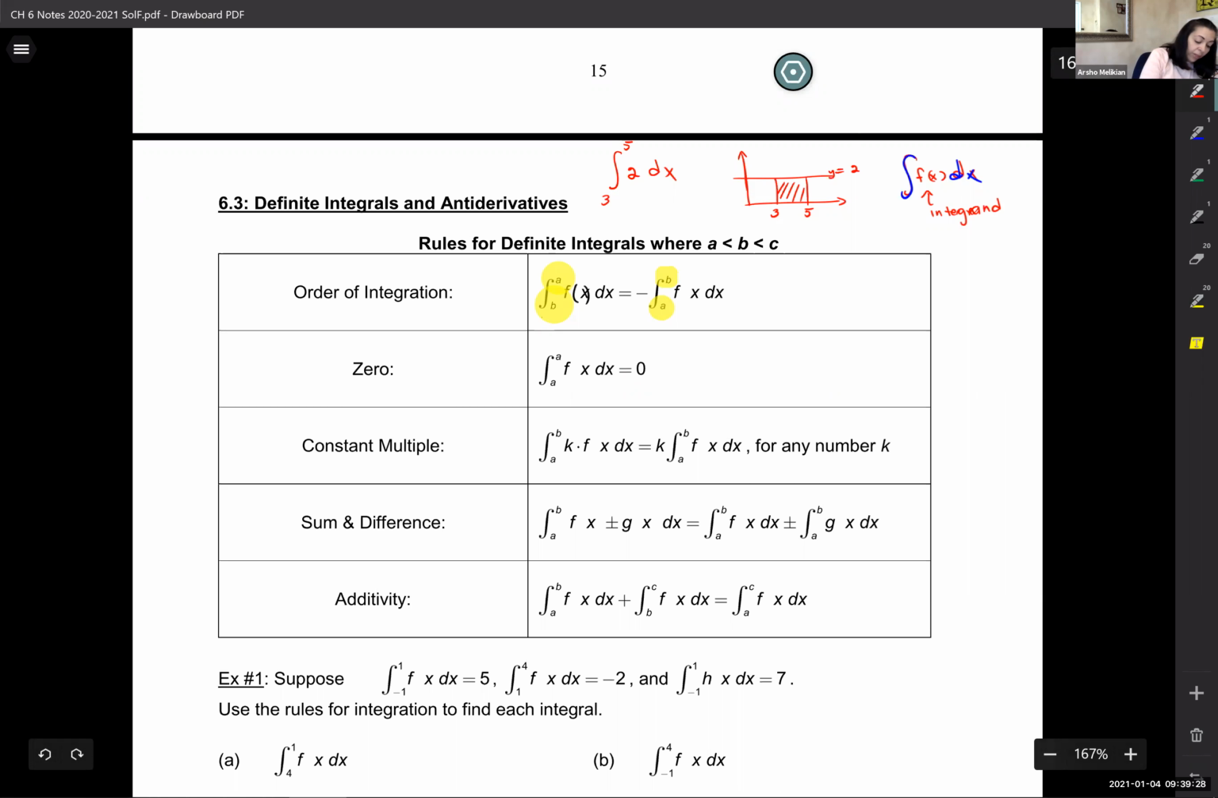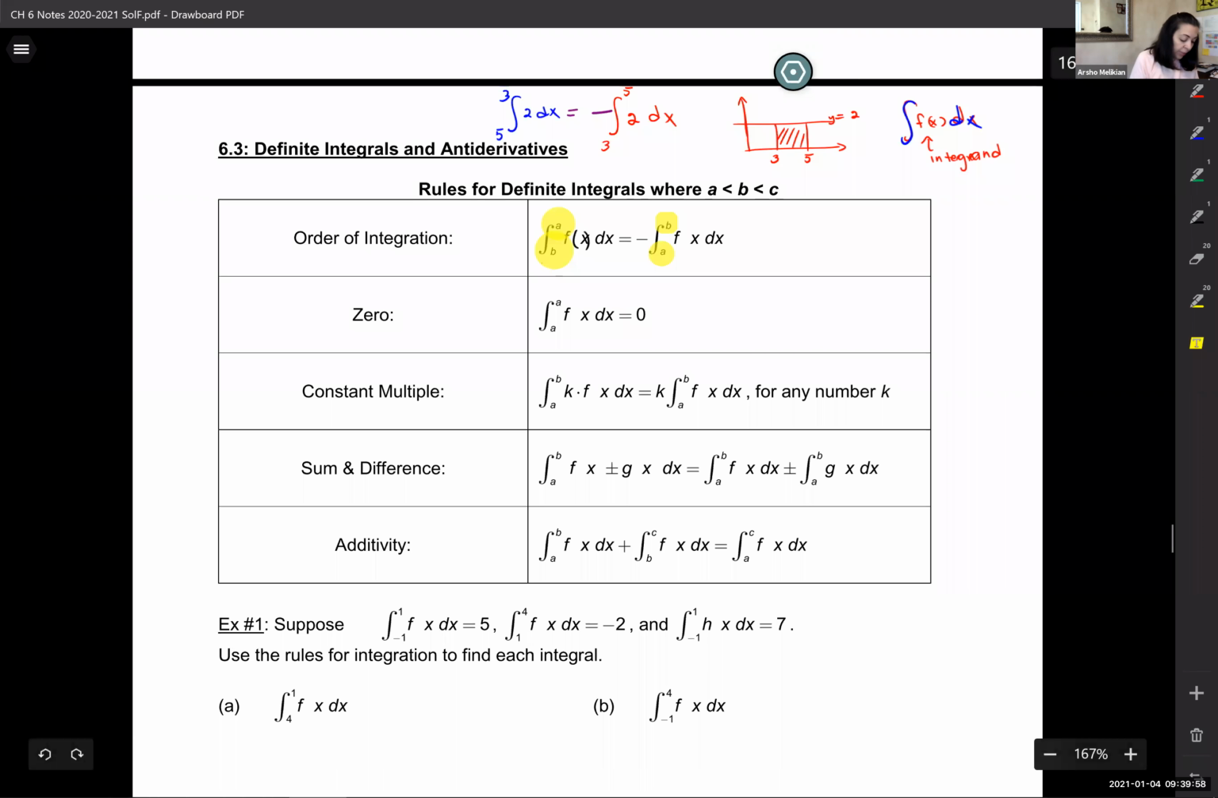So for example, remember how I had my integral going from 3 to 5? Suppose I had that written as the integral of 2 dx from 5 to 3. Higher number to the lower number, that is the negative of my integration there. It's going in the negative direction. Okay, next, zero. If I'm integrating from a to a, there is no area, so the integral is just zero, no thinking involved.